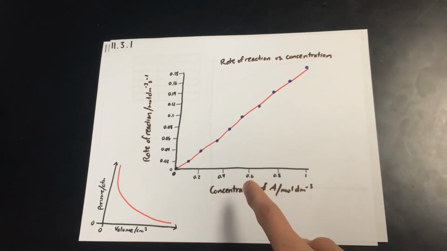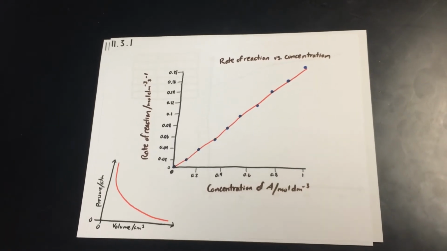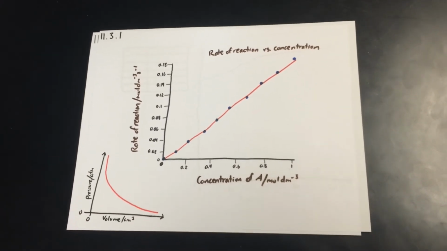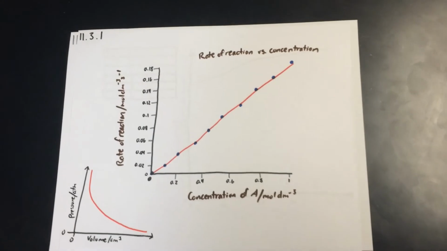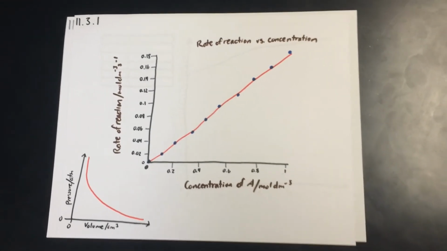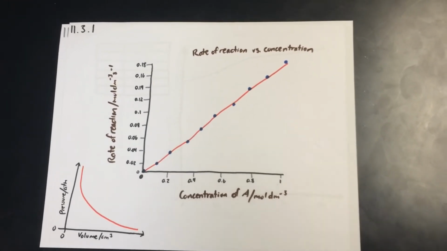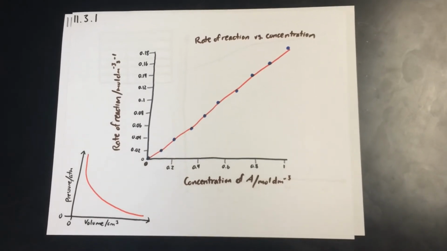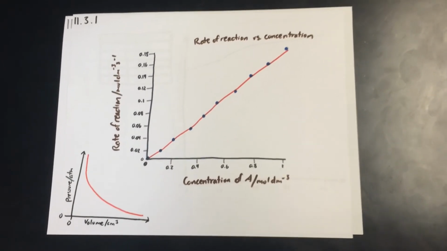This graph shows a proportional relationship between the rate of the reaction and the concentration. Due to it being a straight line passing through the origin, when the concentration doubles, the rate of the reaction doubles. The latter is inversely proportional, and when volume doubles, the pressure is halved.